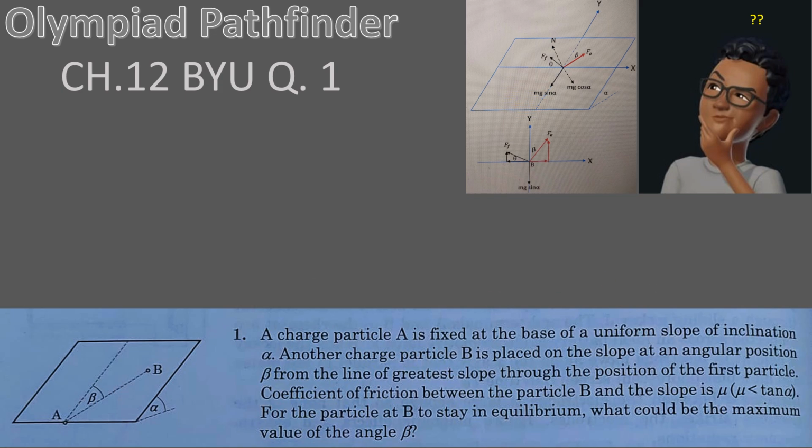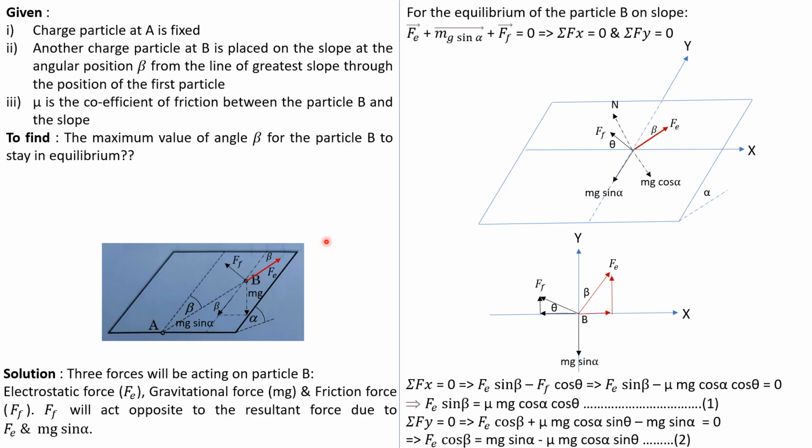Let us solve this question. Charged particle at A is fixed. Another charged particle is kept at B. This angle, as per the question, is beta. Mu is the coefficient of friction between the particle B and the slope surface.